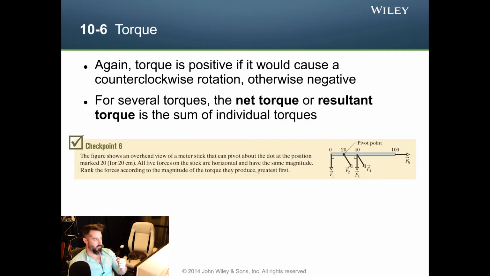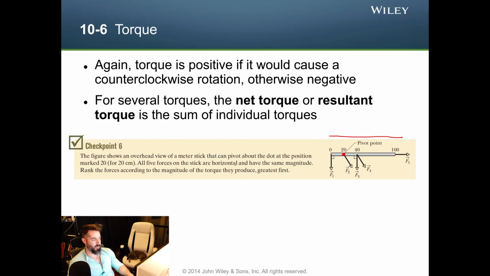The figure shows an overhead view of a meter stick. This is the meter stick over here. It can pivot about the dot. So you got a pivot point here. So it's going to rotate in some manner around this dot. So it's basically like right here, and it's rotating around that point, right? So it's not perfectly in the middle where it's rotating like this, and it's not perfectly at the end. It's at some point here. So it's marked at 20 centimeters.